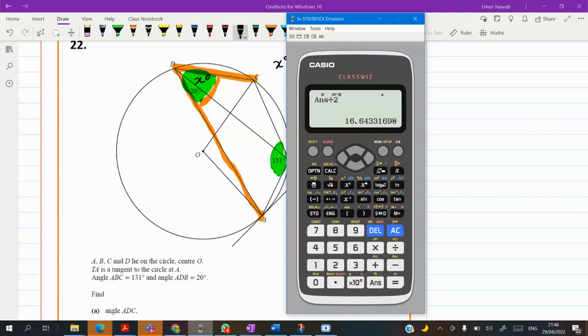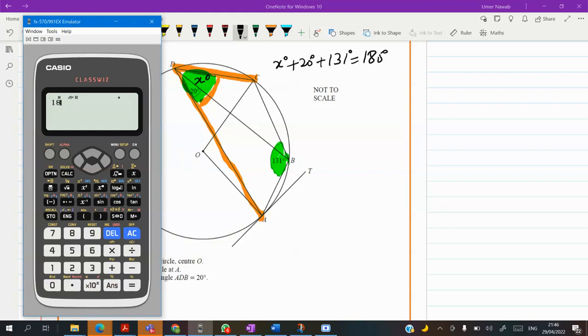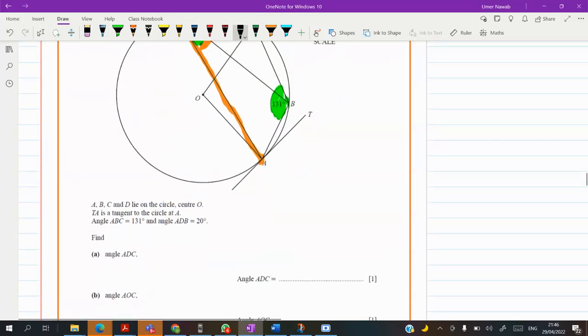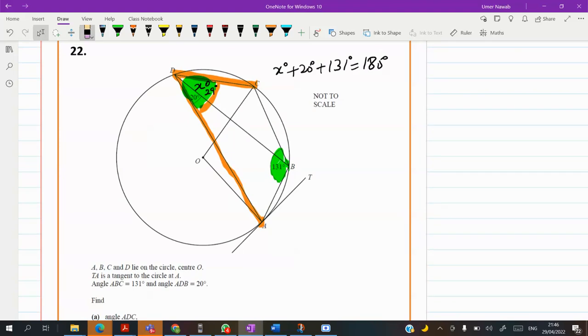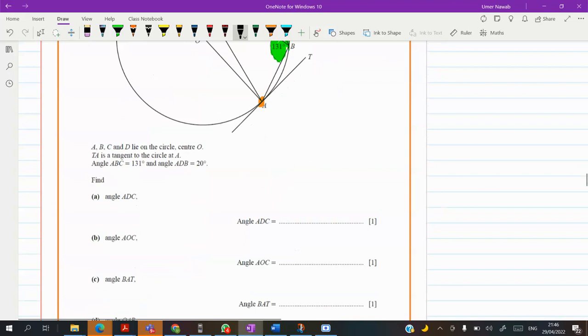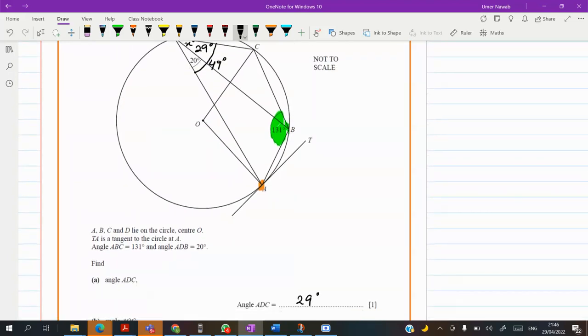So let me simplify. 180 minus 131 minus 20, it gives us 29. So x is 29. We found it. We found this angle 29. So this angle is 29. We call it x. Okay, so this is 29. We found it. Total is how much? Total is 49. This is 29.